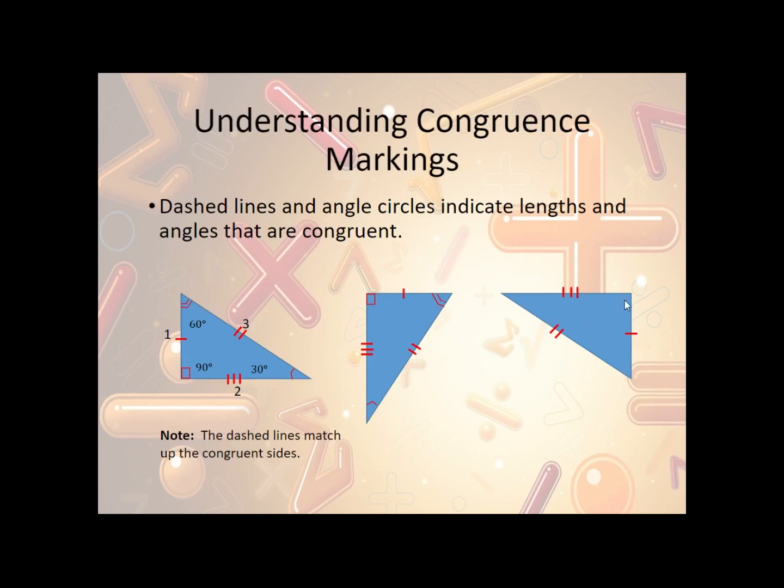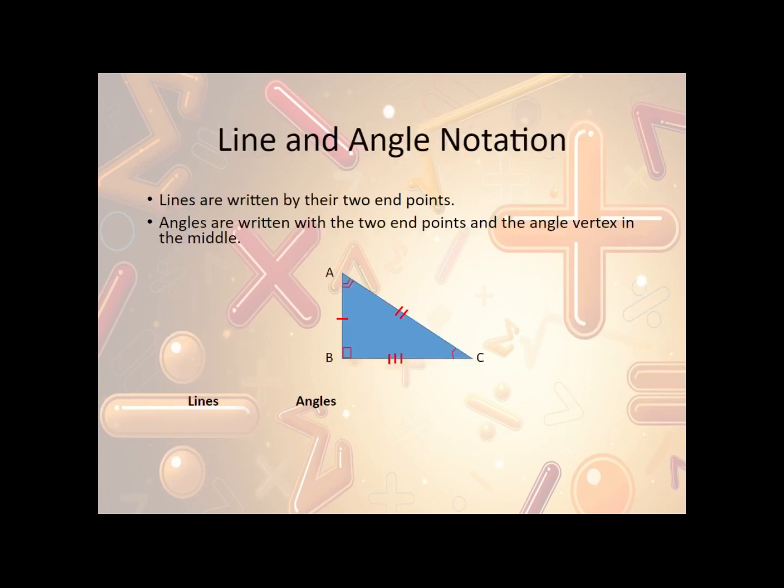And we can do it over here as well. Here's our 90. Our single arc would be here, and our double arc would be there. And again, the arcs match up the congruent angles. So we need to be able to discuss how to label each of these parts of the triangle.